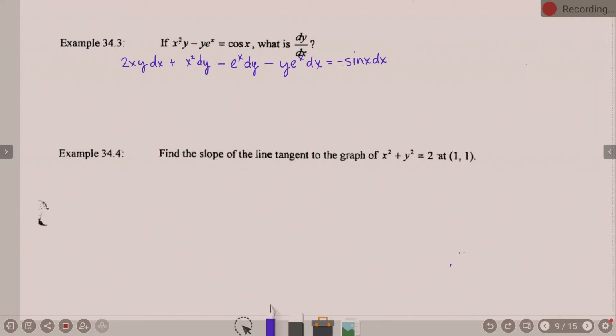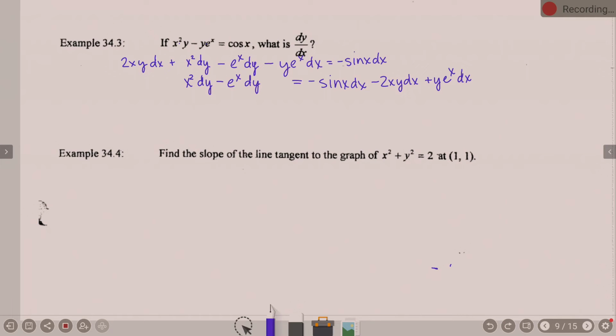Okay, basics, right? Now we want dy's on one side, dx's on the other side. So I'm going to keep x squared dy minus e to the x dy. I'm keeping those on the left. On the right, I already have negative sine x dx. And I'm going to subtract 2xy dx. And I'm going to add y e to the x dx. Does that match up with what you guys were doing? Stop me if I go too fast or if I do something astray.